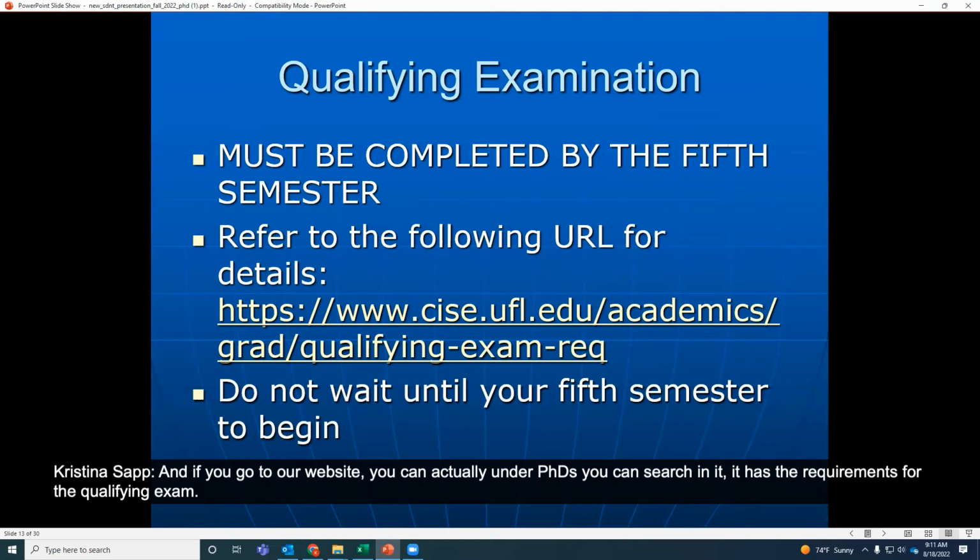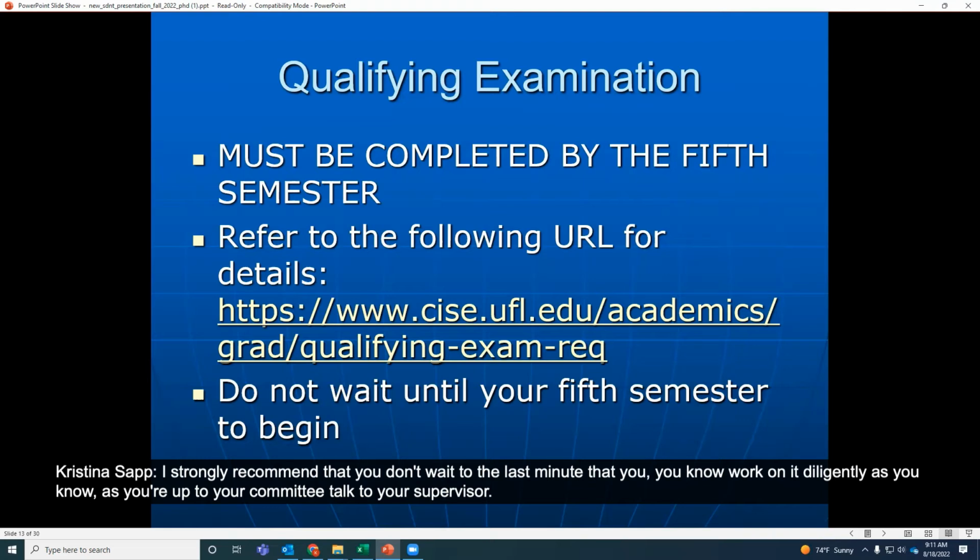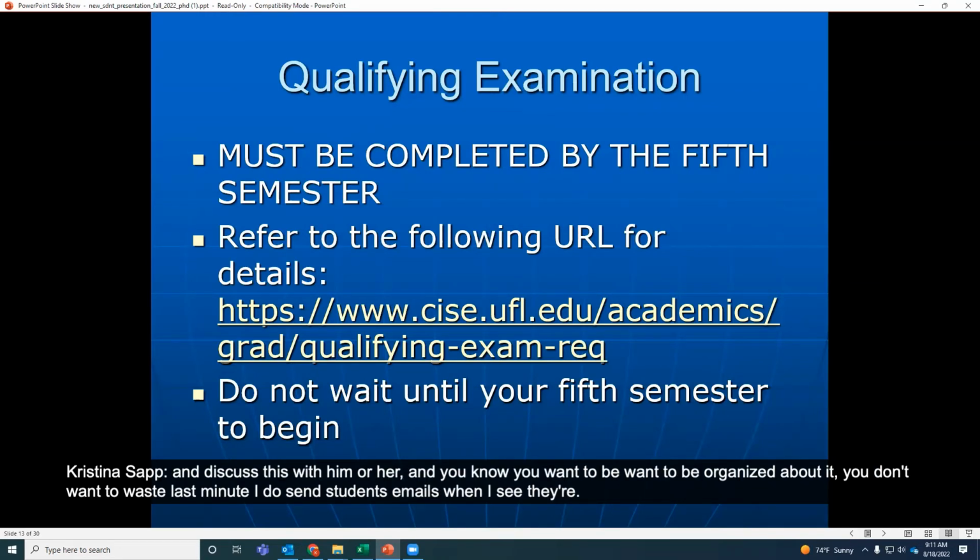And if you go to our website, under PhDs, you can search and it has the requirements for the qualifying exam. I strongly recommend that you don't wait for the last minute, that you work on it diligently as you're able. Talk to your committee, talk to your supervisor, and discuss this with him or her. And you want to be organized about it. You don't want to wait for the last minute.